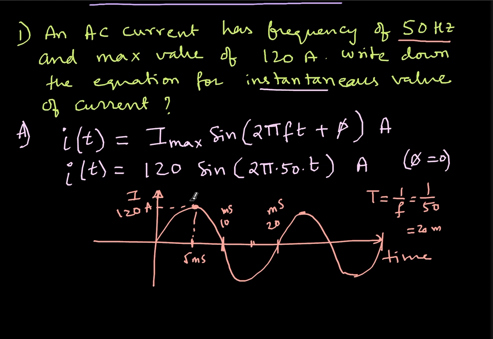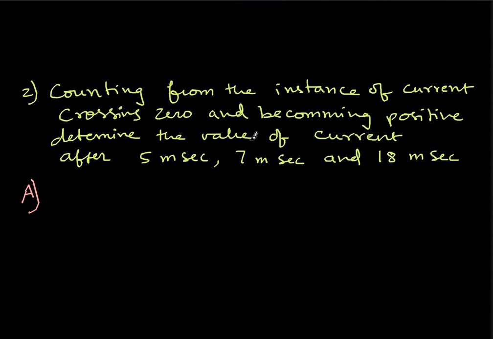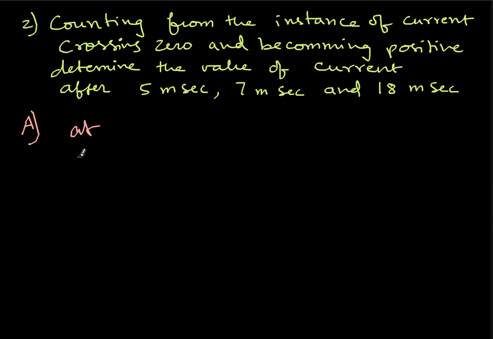That means that's what we see here. At 5 milliseconds, I get 120 amperes of peak current. So at 5 milliseconds, the current is 120 amperes. So this is I of t, specifically small i of t.